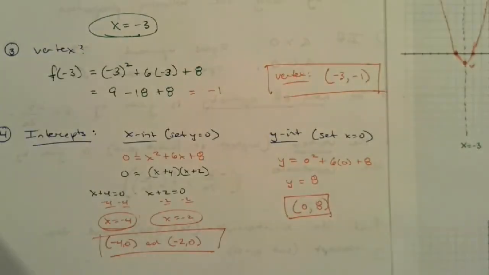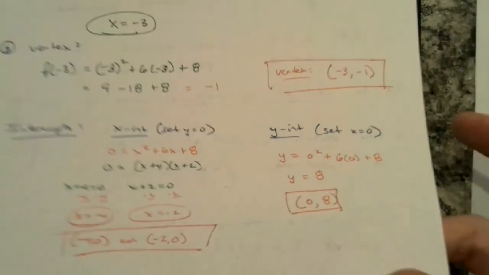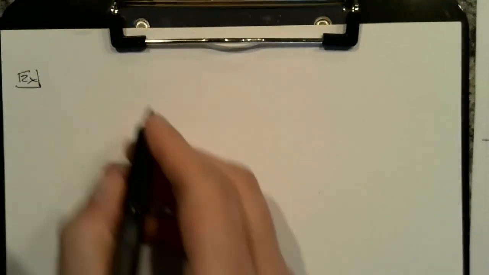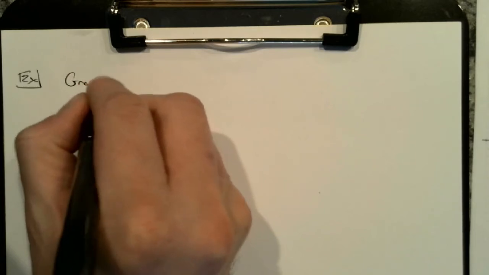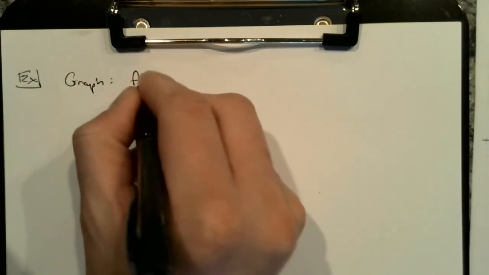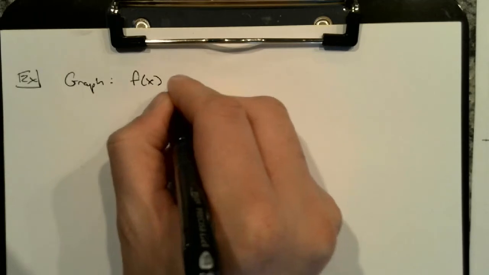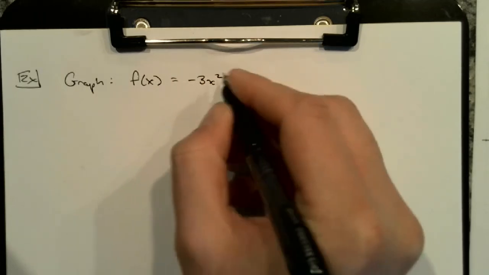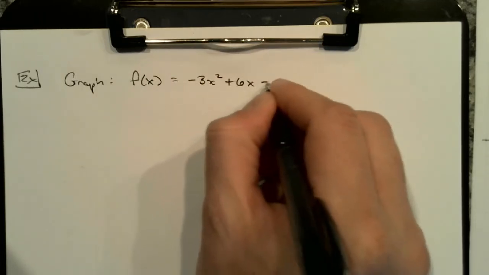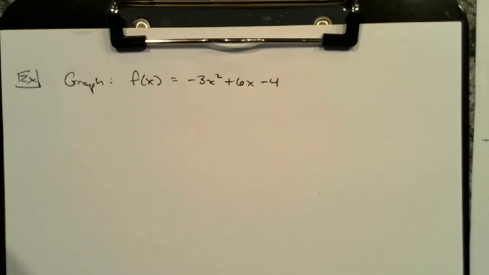Let's take a look at one more example here. So let's do this one. If I said, for example, we're going to graph f of x equals negative 3x squared plus 6x minus 4. All right, so first thing you should notice, it is a parabola, right? The highest power you see is 2, which is good.